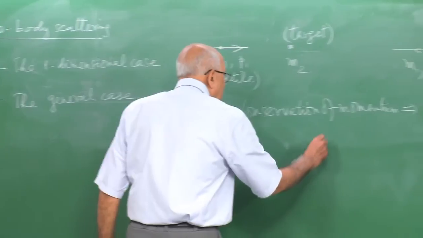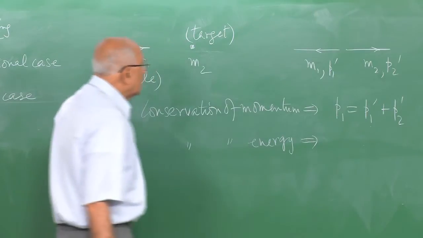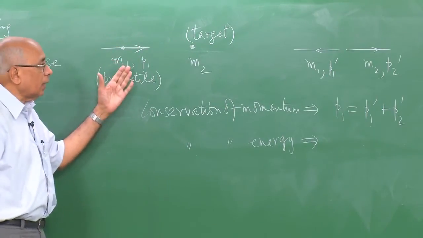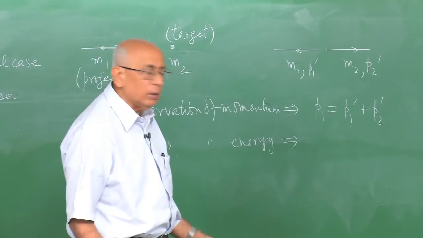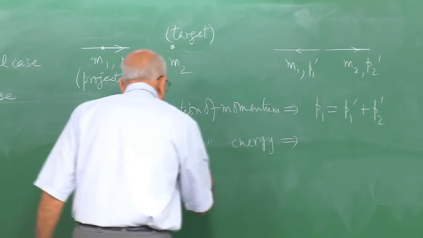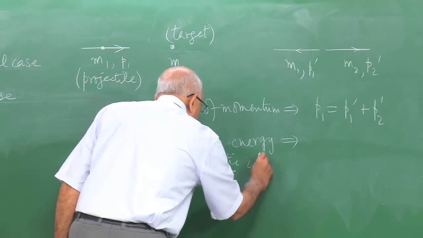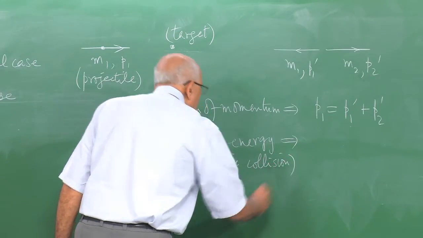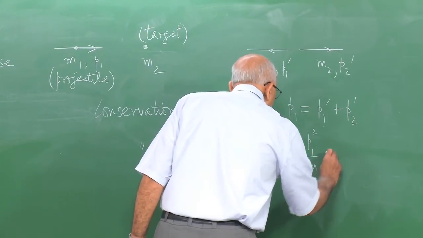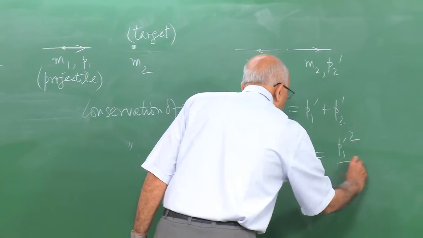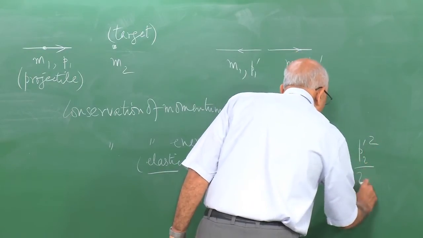The conservation of energy, on the other hand, would imply that the total initial kinetic energy should be equal to the total final kinetic energy. There is no loss of energy anywhere in this elastic collision. So this is because it is an elastic collision, and the initial kinetic energy of course is p1 squared over 2 m1, and that should be equal to p1 prime squared over 2 m1 plus p2 prime squared over 2 m2.